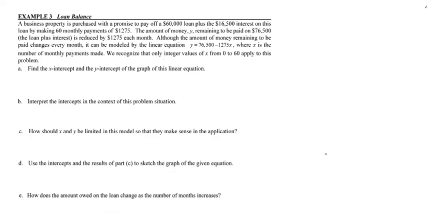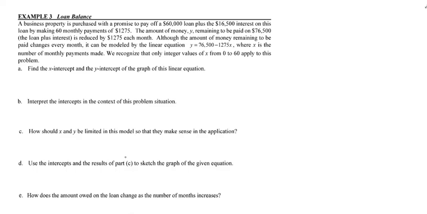For example 3, we have loan balance. This is something pretty common. You'd see this in a business class. We have a business property purchased with a promise to pay off a $60,000 loan plus the $16,500 interest on the loan by making 60 monthly payments of $1,275. The amount of money, y, remaining to be paid on $76,500, which is the loan plus the interest, is being reduced by $1,275 each month.